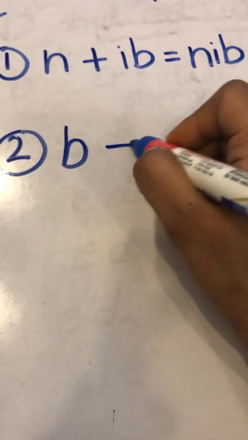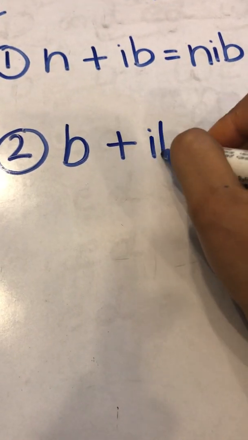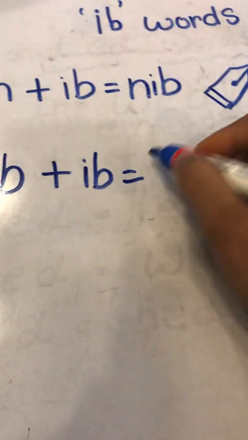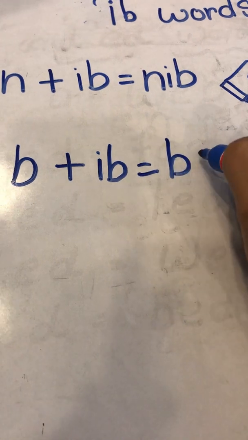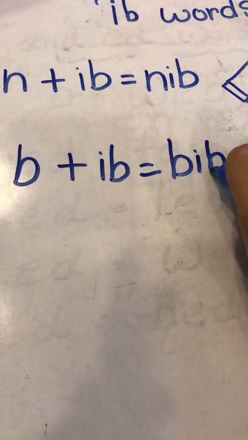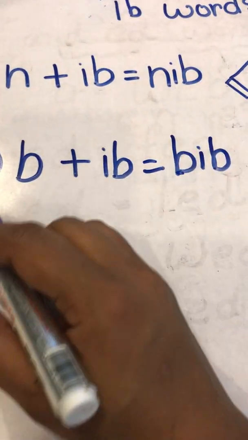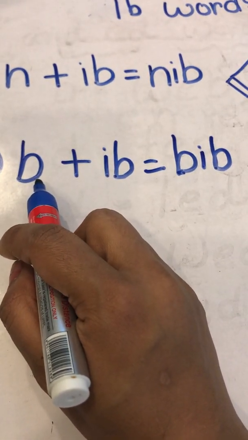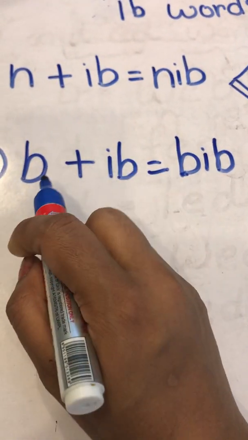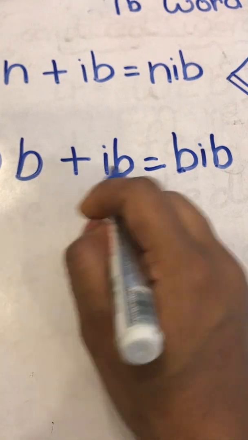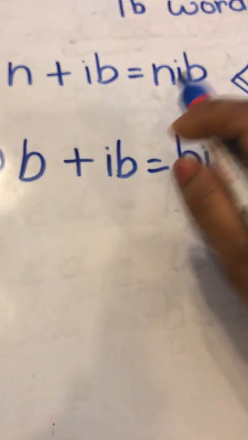B, ib is equal to bib. Kids, try to read with the help of phonics. Do not read it as B plus IB. No, you have to read it like this: B, ib, bib. Na, ib, nib.